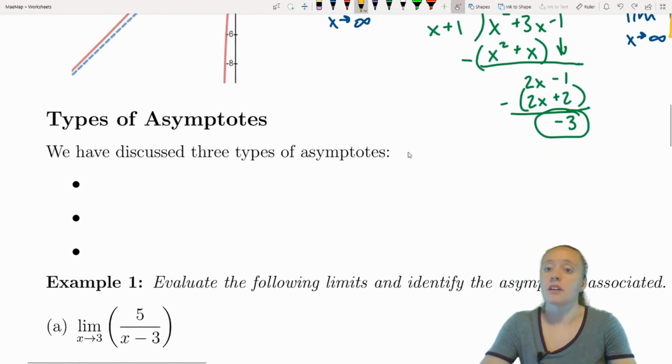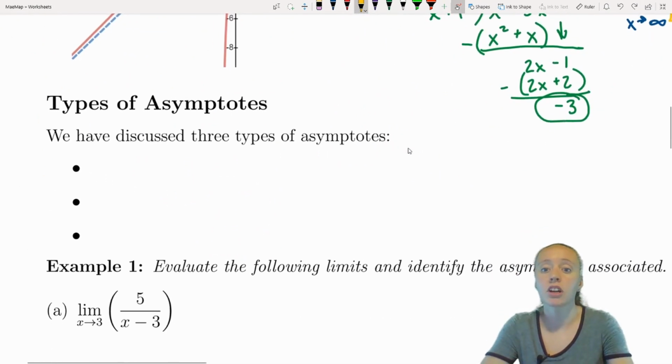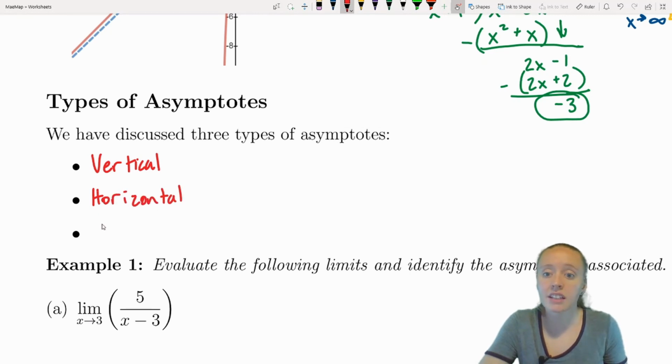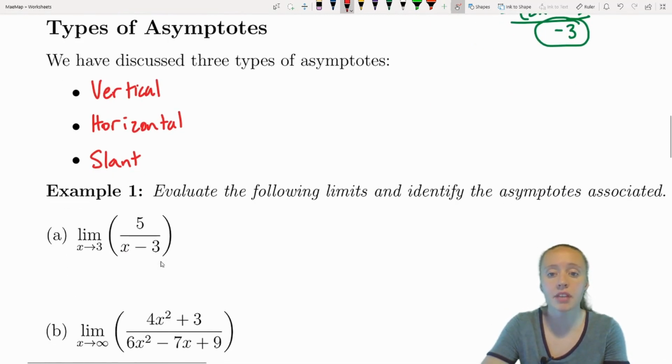So now, here are the different types of asymptotes. Let's talk about them. And we've discussed 3 types. There is the vertical asymptote, there's the horizontal, and there is the slant. And when do each of those occur? Well, let's evaluate some below and pick up on that pattern.